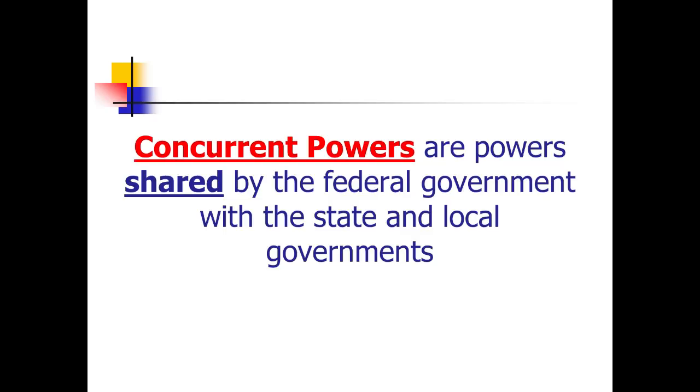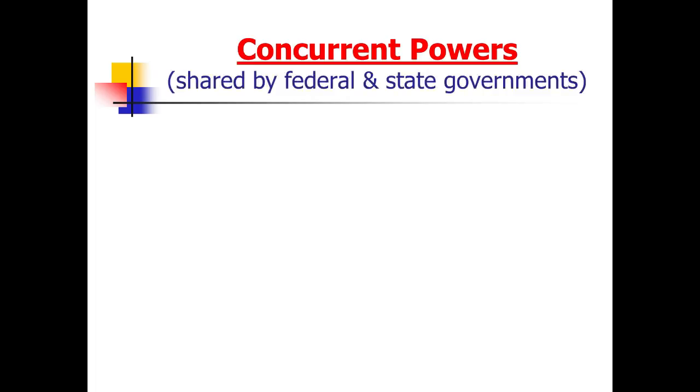All right, concurrent powers. These are powers that are shared by both the federal government and the state and local governments together. Concurrent just means think congruent. They overlap each other. They're together. First, they provide for the general welfare. So the idea of protection, safety, that really broad umbrella category of what does general welfare mean? Well, it means just about anything that you can logically infer to help the public. That can basically be general welfare.